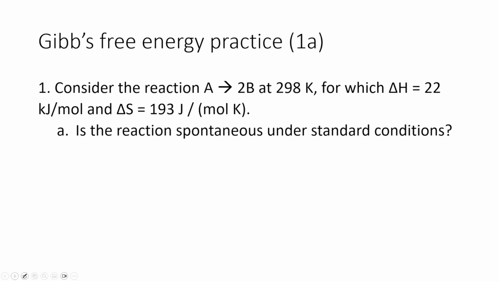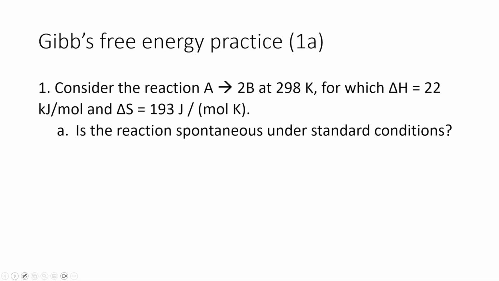So this question says, consider the reaction A is made into 2B at 298 degrees Kelvin, for which the change in enthalpy is 22 kilojoules per mole, and the change in entropy is 193 joules per mole Kelvin. So the first part of this question: is this reaction spontaneous under standard conditions? You can't tell this just by looking at it, right? You have to do some math to figure that out.